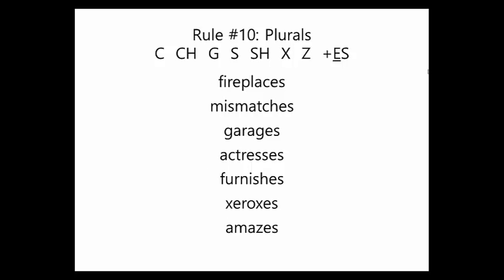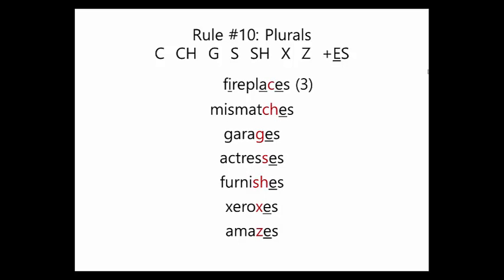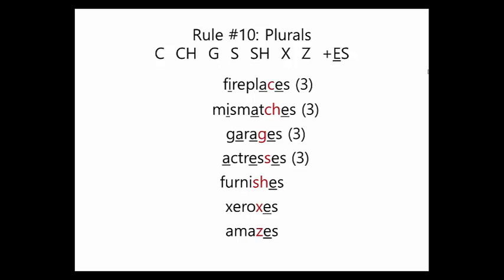But there are some words with the plural es where the e does make a sound. If the es has a c, a ch, a g, an s, an sh, an x, or a z before it, the e will make a sound. So the first word will have three parts. The next will have three as well, and so will the next. Each of these words will have three parts.